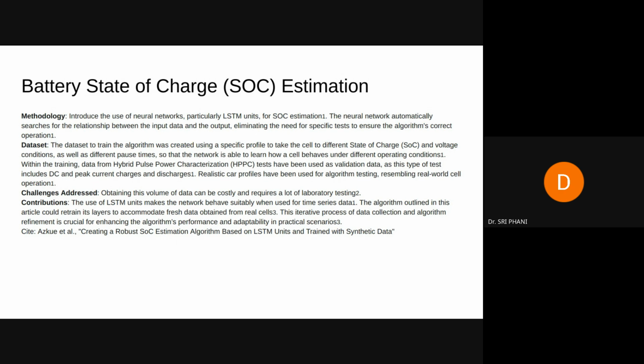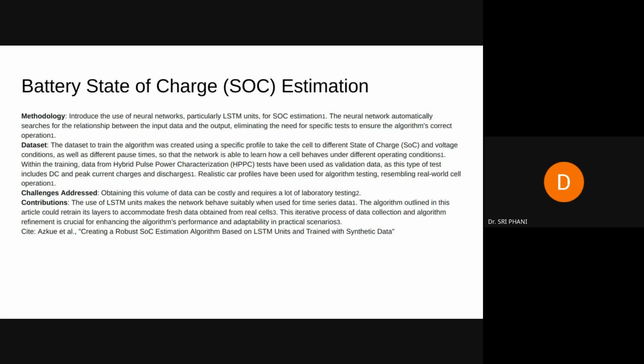From these coming 5 to 6 slides, we'll be discussing the papers that were mentioned in the MDPI, which is the latest release on deep learning for electric vehicles. In this, they have introduced again deep neural networks, particularly LSTM units for state of charge estimation. They have considered their data set to train the algorithms using specific profiles. The data sets were mentioned in the paper, and the paper is cited at the bottom.